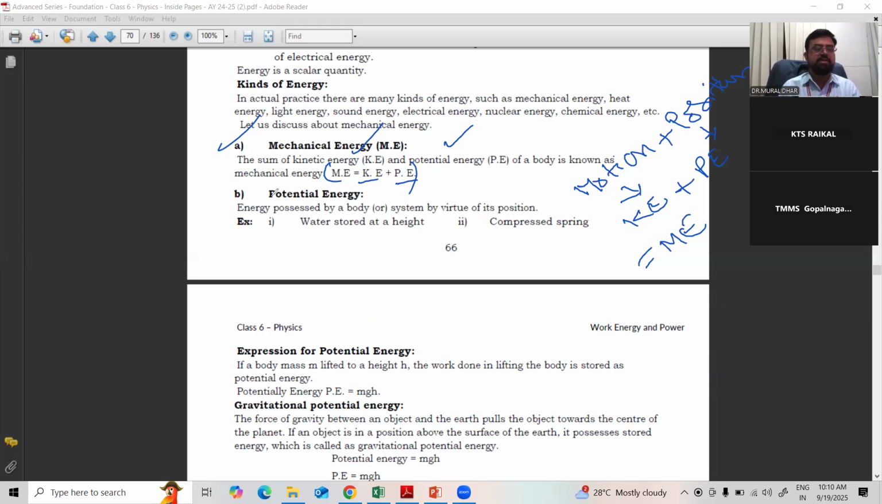Right? In that, again there is a classification. Potential energy: energy possessed by a body by virtue of its position. For example, you see an overhead water tank. The water tank is not moving, it is there only, but it has energy, and with that energy it sends the water to our taps.